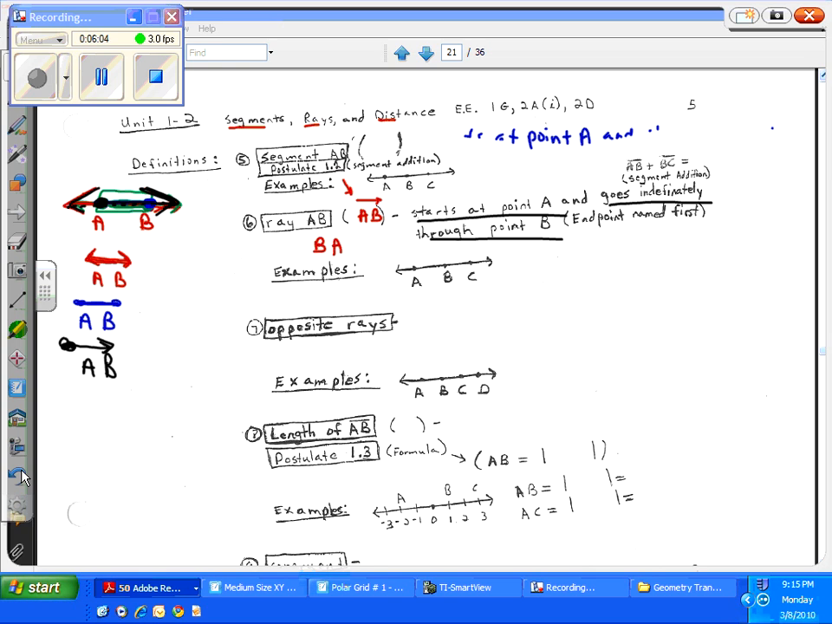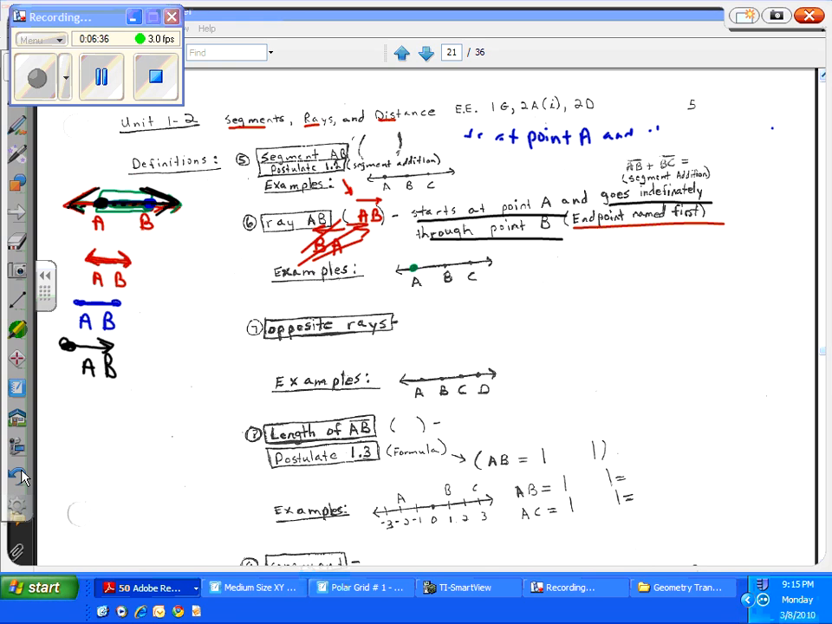We would not call this ray BA. You can't write a ray backwards like you can a segment from either endpoint. That's an incorrect way to write a ray. The ray symbol always faces to the right, meaning that the endpoint is always the starting point, the one named first, the one to the left, as we name the ray.